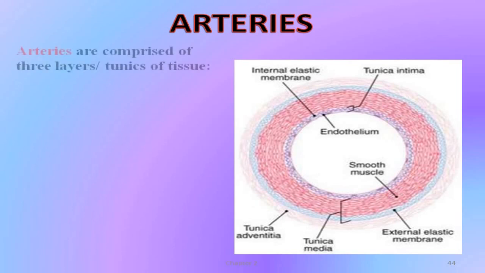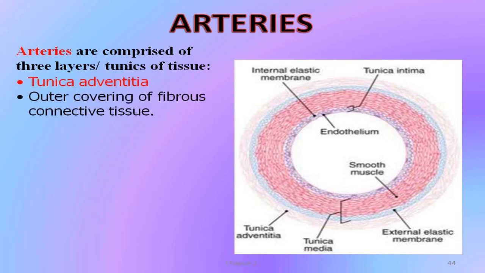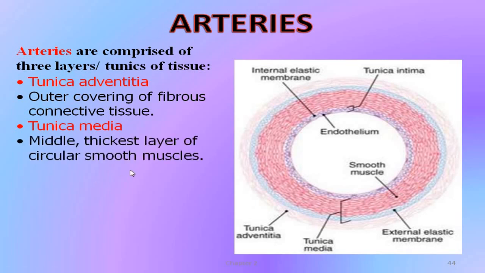The wall of the artery consists of three layers, or tunics. The outer one is tunica adventitia, which is made up of fibrous connective tissue, which consists of fibers of elastic and collagen. Number two is tunica media. Tunica media is made up of circular smooth muscles. And in the case of an artery, tunica media is the thickest layer and consists of a number of layers of circular smooth muscles.